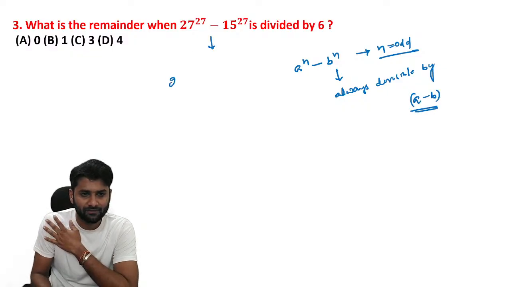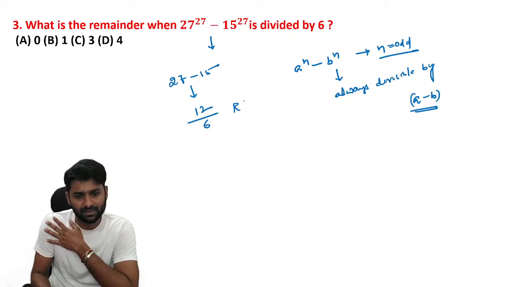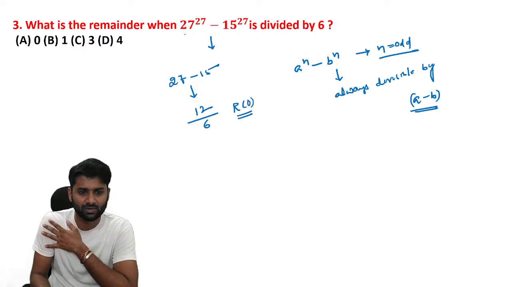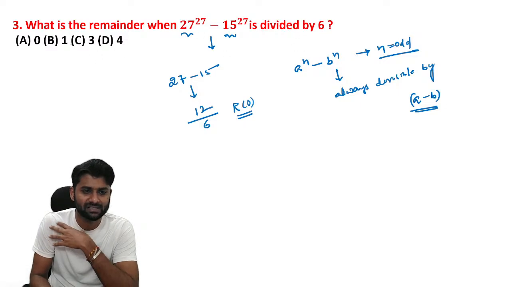Now see, 27 minus 15, what is the difference here? 12, right? If 12 is divided by 6, then what is the remainder? 0. If 12 is divided by 6, the remainder is 0. So if 27 power 27 minus 15 power 27 is divided by 6, then the remainder is 0.